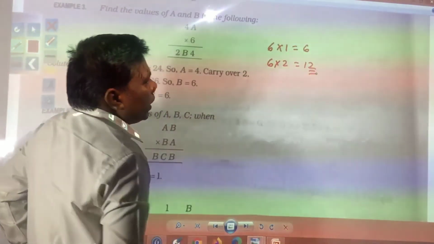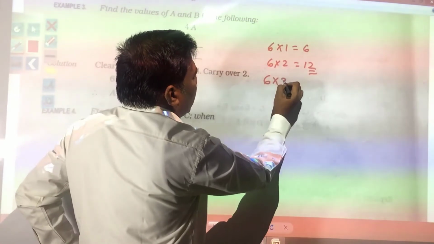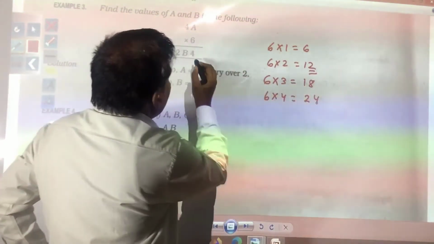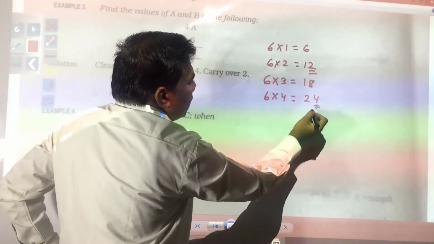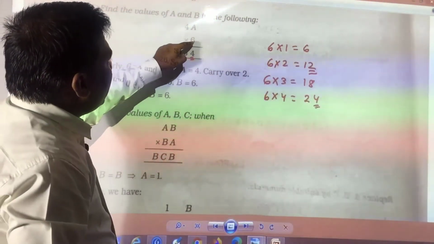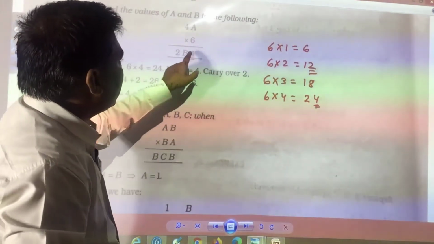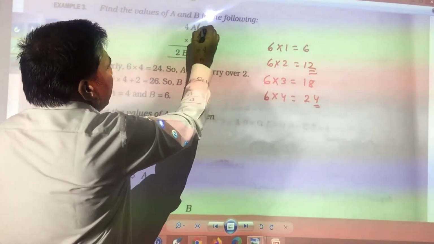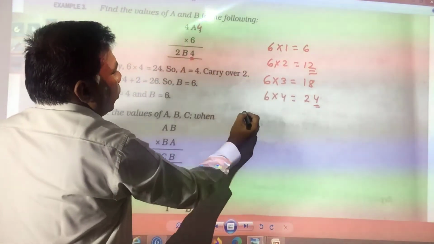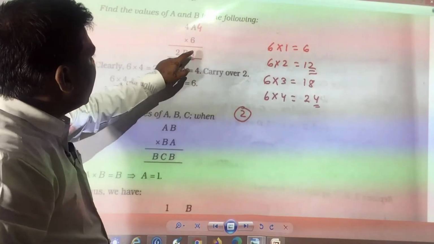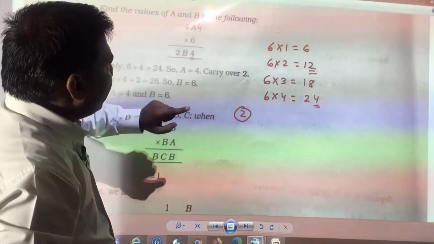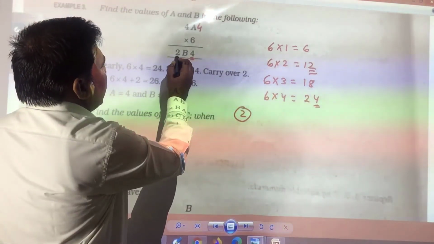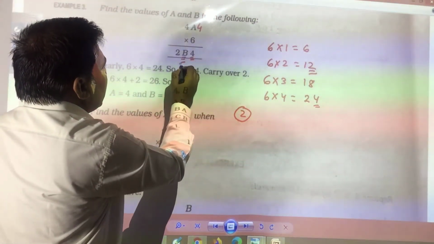So, one's digit we need to see, 6 into 3 is 18, 6 into 4 is 24. Now, you see 4 you have got in the one's digit. So, this should be 6 into 4, so that you will get 24. So, suppose A is equal to 4 you are writing, 6 4s are 24, 2 you have carried, 6 4s are 24, and 24 and 2 is 26. So, in place of B it will be 6.